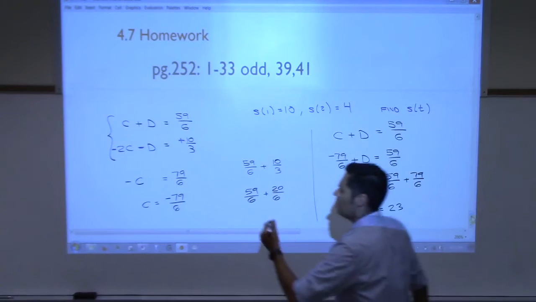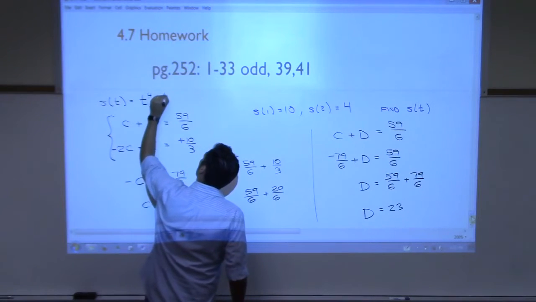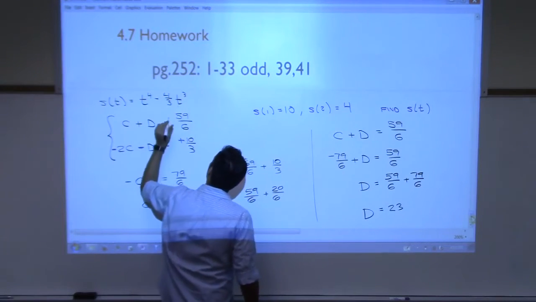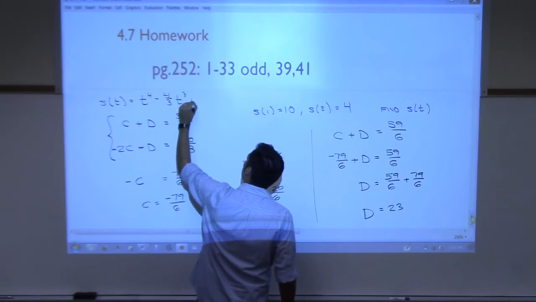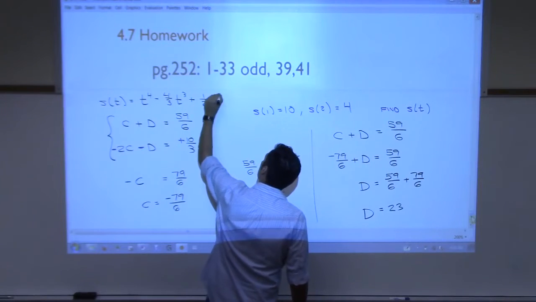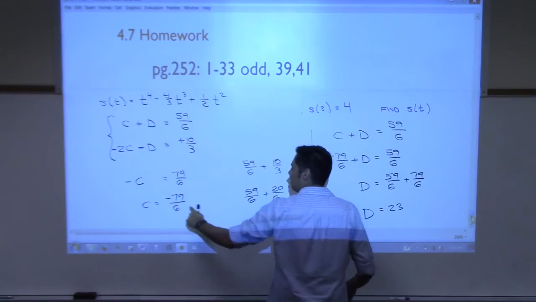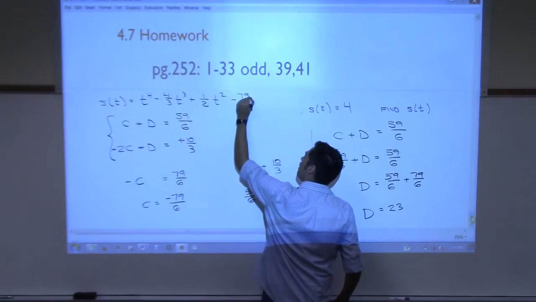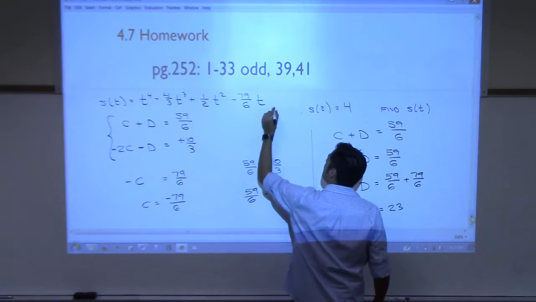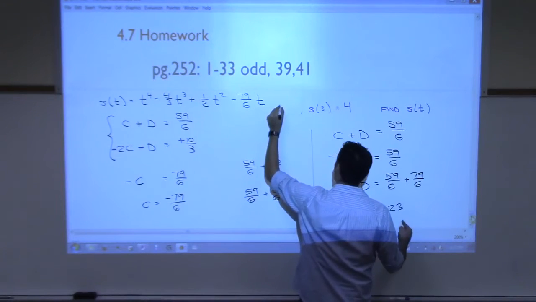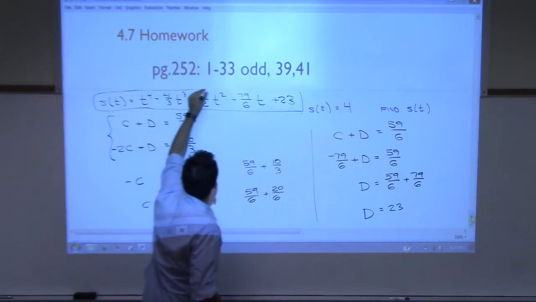Can you read that out to me? It was S of t is a t cubed, right? Yeah. Plus a half t squared. And then it was ct, right? But what's c? So it's really negative 79/6 t. You see that? I replaced the c with that. And then plus d. Was it just plus d? Yep. And d was 23, so plus 23. So that is your precise position function.